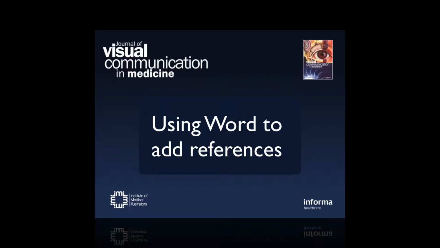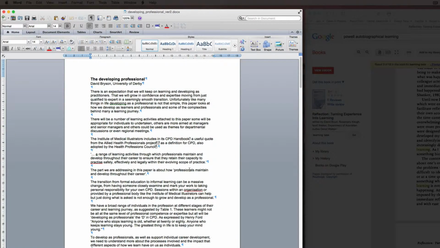This short presentation is going to be looking at how to use Word for adding references in the Vancouver style, that is the numbering system 1, 2, 3, 4, and so on. So what we're going to do now is look at a paper I've already produced, and you can see here highlighted I've got some references, 1, 2, 3, and 4.